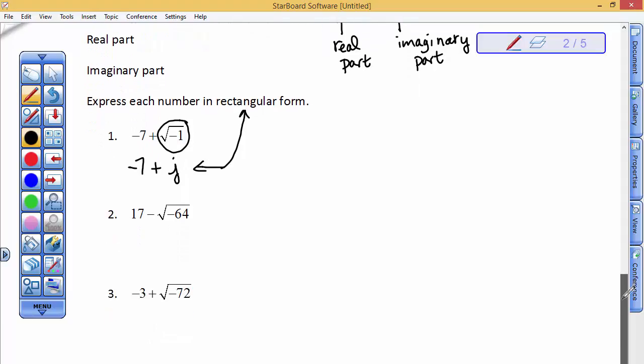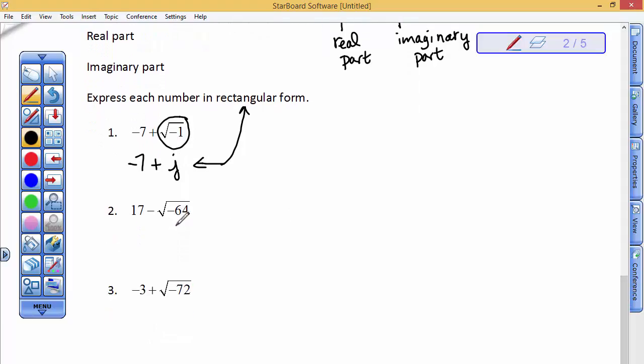Let's do it one more time. So the square root of a negative 64 is 8j. All you've done is taken care of this. That's what's 8j. You bring down your minus sign. You bring down your 17. This is the real part, and this is the imaginary part of that complex number.